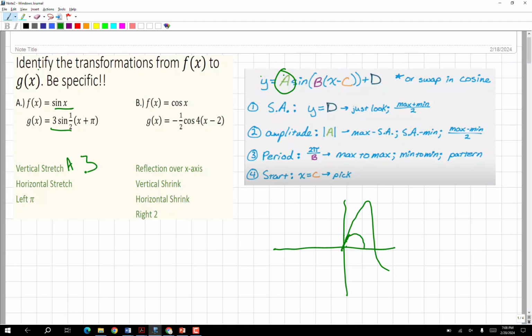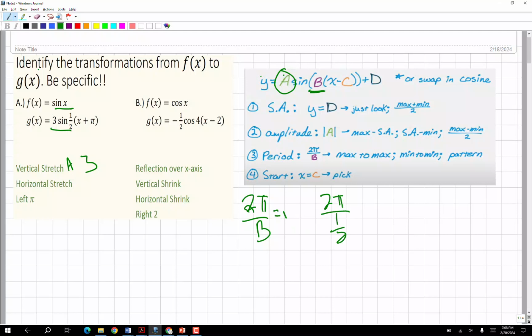Okay, the horizontal stretch, right? Horizontal stretch is the period. Because the period is 2 pi over B, and what I have for B is 1/2, then I have 2 pi over 1/2 equals the period, right? So I'm going to invert and multiply. So that's going to be 2 pi times 2 over 1, I mean 2 pi times 1 over 2. And it's just pi.